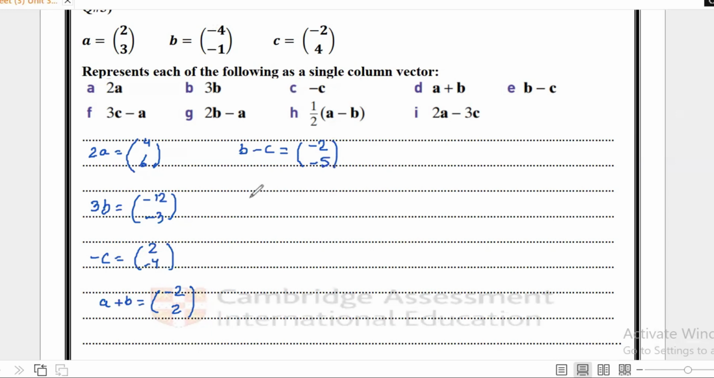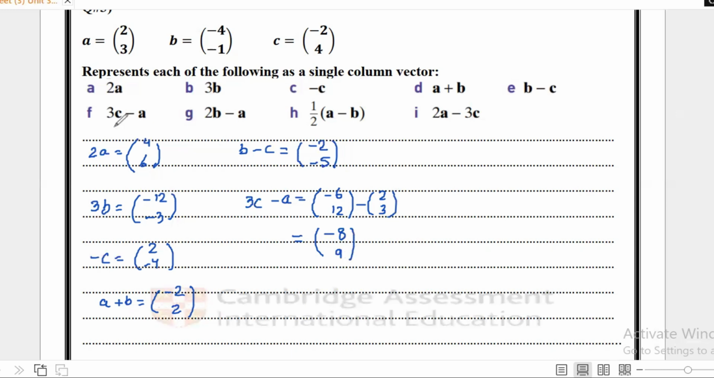And then we have 3C minus A. First, we will write what 3C gives us. 3C means multiply 3 with C. That means 3 twos are 6, 3 fours are 12. And the vector A is 2, 3. Now just simplify, and it gives us minus 6 minus 2, minus 8, and 12 minus 3 gives me 9.